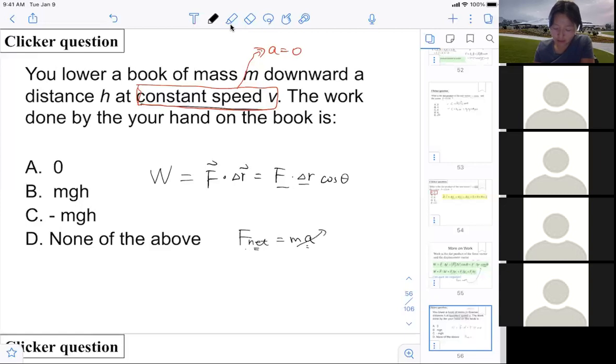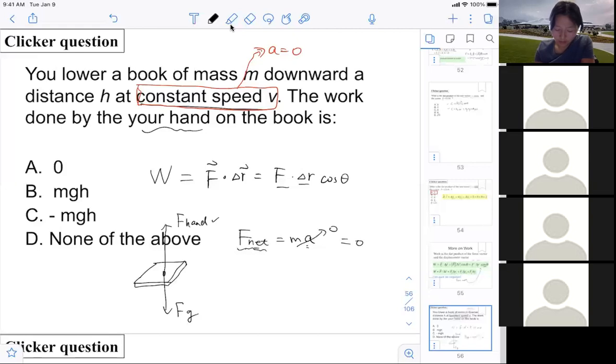You're right that acceleration being 0 will make all the force go to 0. But now we're not looking at all the forces. We're looking at only the force down by your hand. So there's this book, right? And how many forces are acting on the book? 2, your hand and gravity. Yes, gravity and from your hand. And we're really just interested in this one because that's what the question is asking us.